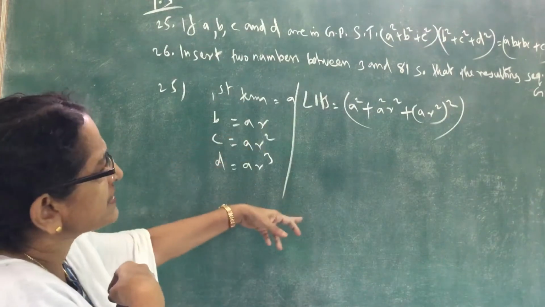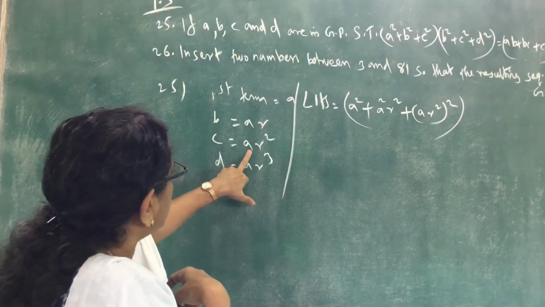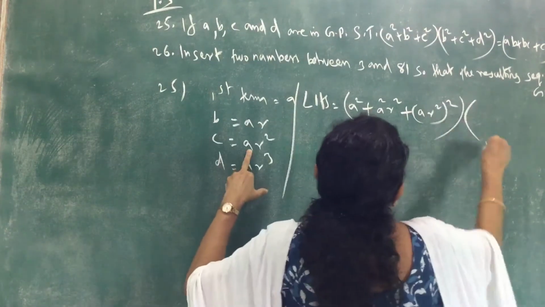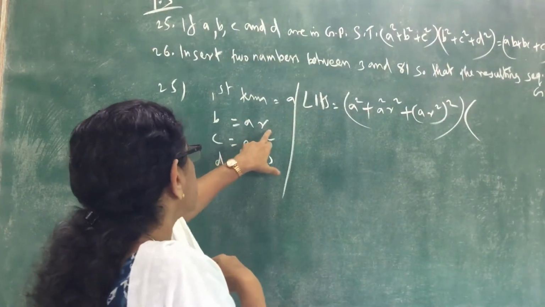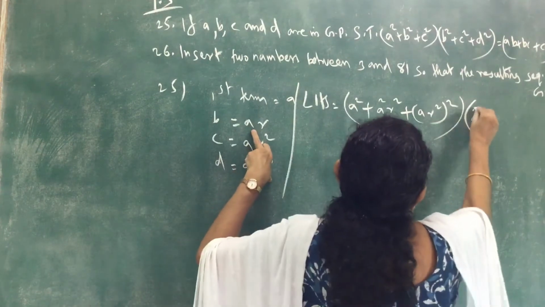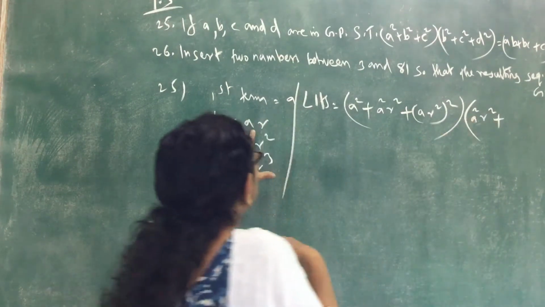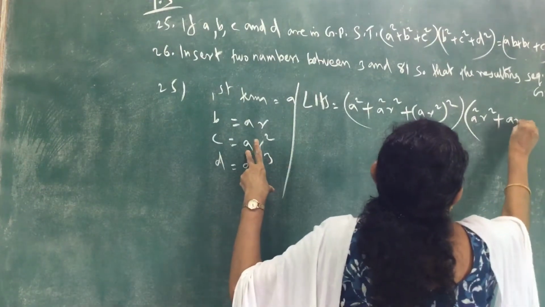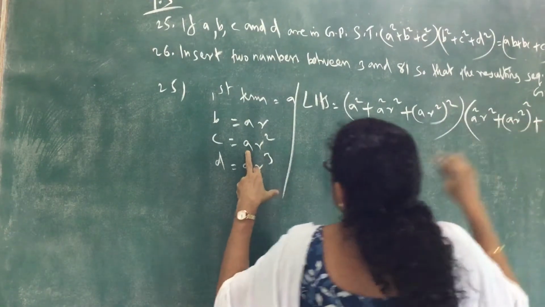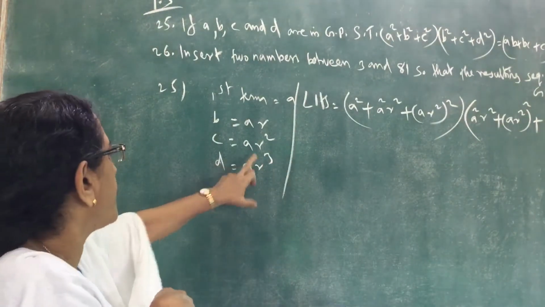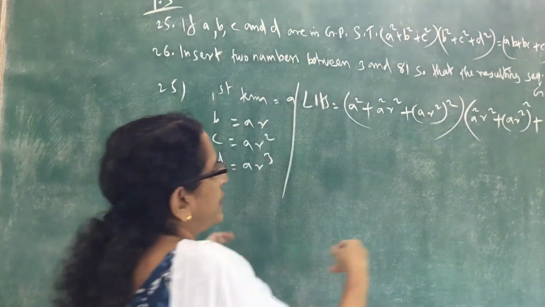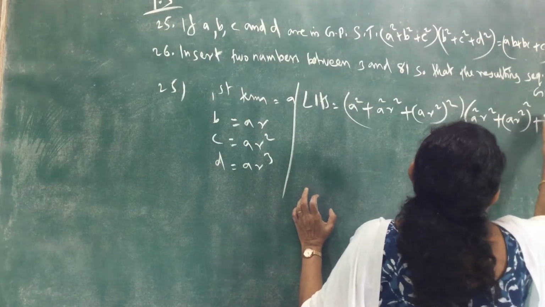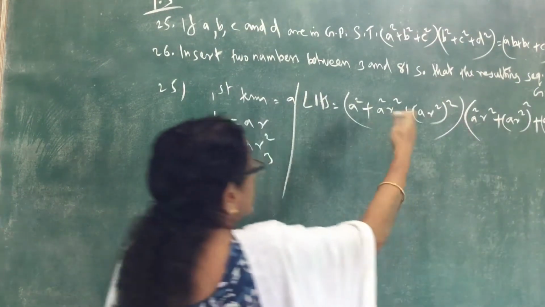Now the second bracket, B square plus C square plus D square. What is that? B square is AR whole square, that is A square R square, plus C square, that is AR square whole square, plus D square, that is AR cube whole square. Then we can simplify and find it.